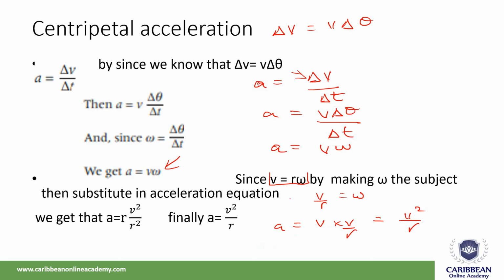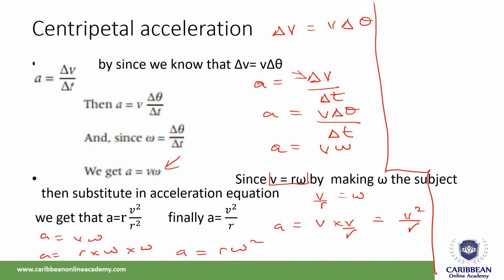Or we could even say, let's make a substitution for v instead. So we know that a is equal to v times omega. If we substituted for v, we now would have a is equal to r times omega, which tells us that our centripetal acceleration is also equal to r times omega squared. So there are two equations that we will use whenever we're talking about centripetal acceleration.